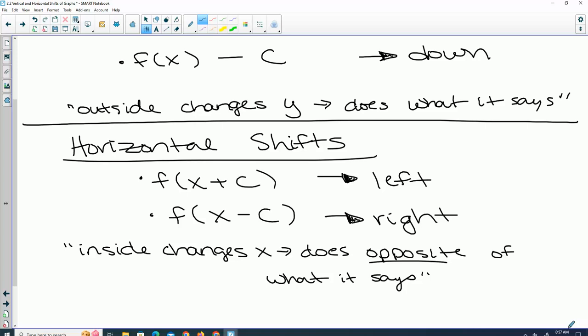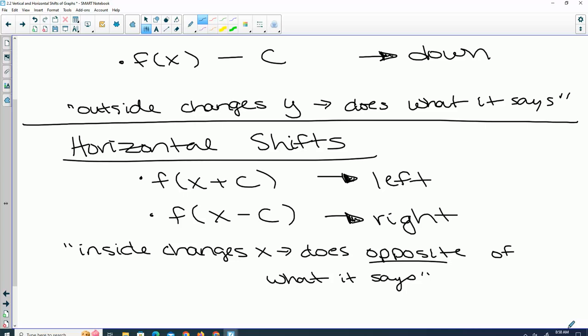So, inside is x, does the opposite. Adding moves it in the negative direction, subtracting moves it in the positive direction. Outside is y, does what it says. Adding goes up, subtracting goes down. So we need to know these because we don't have a graphing calculator, so it's not like you can just plug them in your calculator and double check yourself. I am going to expect exact points.